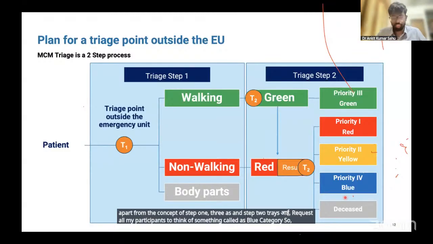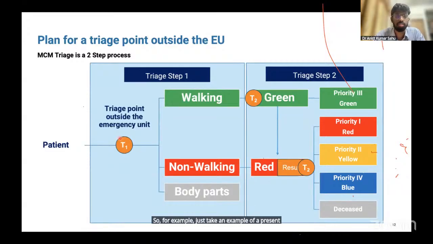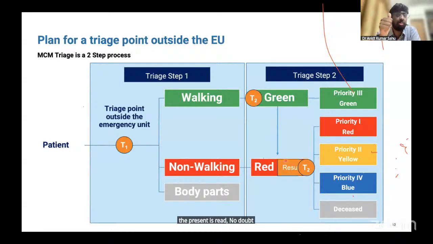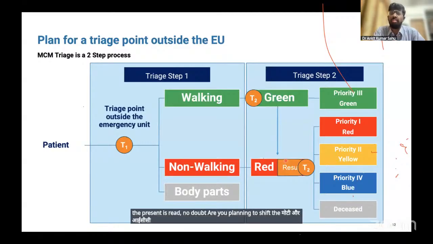So, for example, just take an example of a patient who has come as a non-walking. He is a 48-year male. There was a bomb blast. He has come. He is alive, but GCS is 3, E1, V1, M1. His breathing pattern is very slow, for example, maybe 8 to 10. So that patient is someone who is gonna die. Now, where to keep the patient? Obviously, the patient is red, no doubt. Are you planning to shift the patient to the OT or ICU? I don't think so. The patient is gonna die by any means. Are you gonna shift the patient to the yellow area? I don't think so. Obviously, the patient is gonna die.